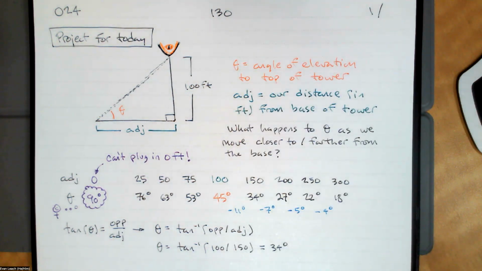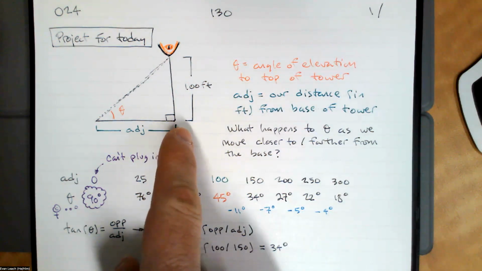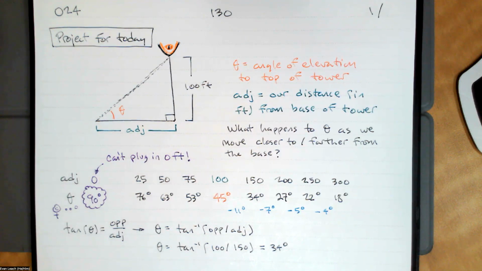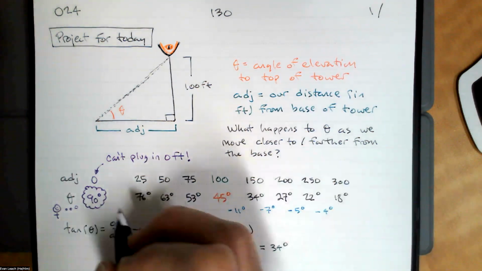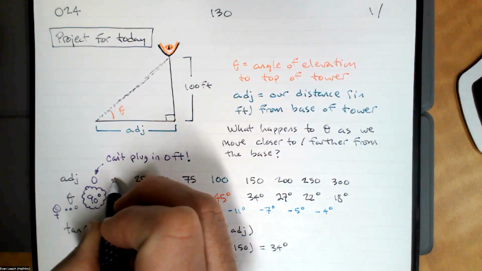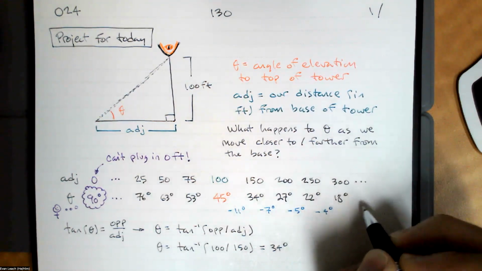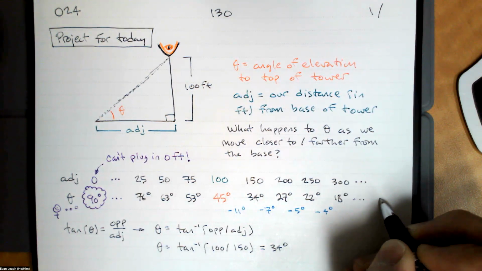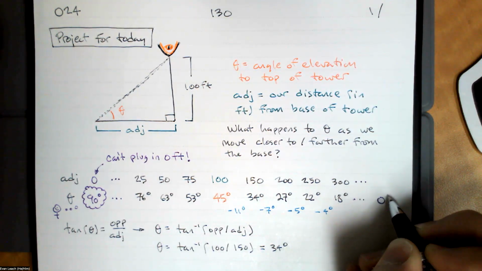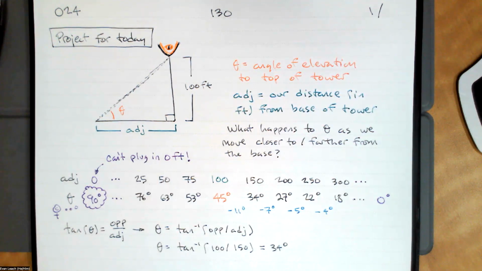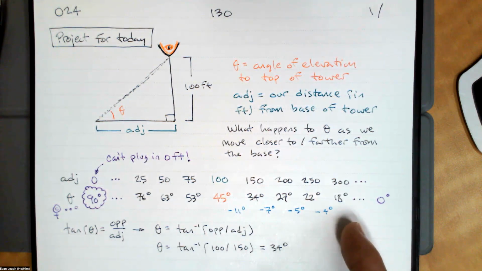Let's take a look at what goes on on the other side. So here we've got this 90-degree angle. If we're standing right at the base, how far away would we have to go if we ended up in here? Can we get a 0-degree angle of elevation? So we know that the farther away we go, the smaller this angle is getting. At 300 feet, it's all the way down to 18 degrees, which is still really steep.